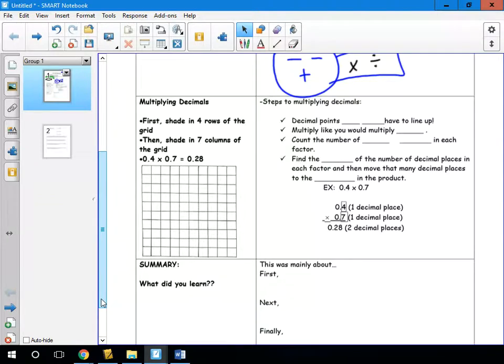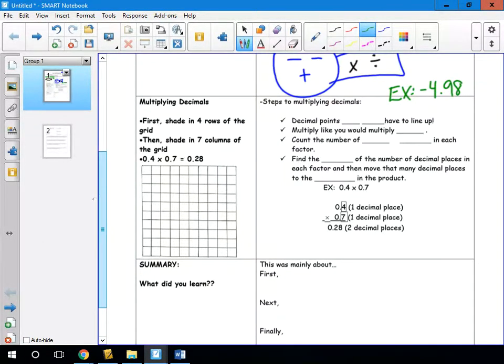So I want you to consider the following example. Okay, here's the example we're going to look at: negative 4.98 times negative 0.2. Okay, so our first thing is, when we were adding and subtracting, the decimals had to line up. When you're multiplying, the decimals do not have to line up.